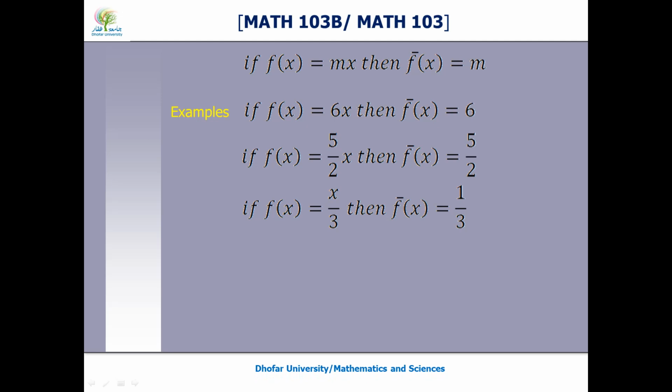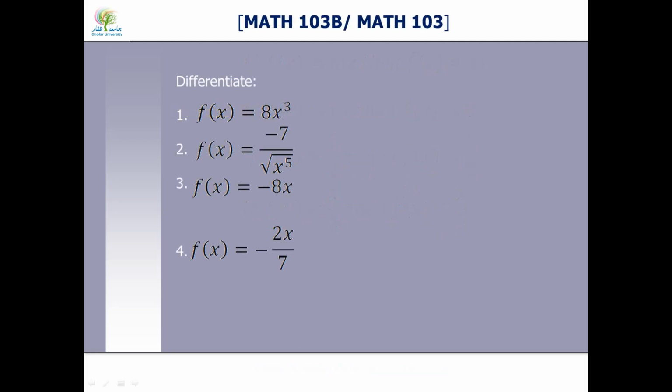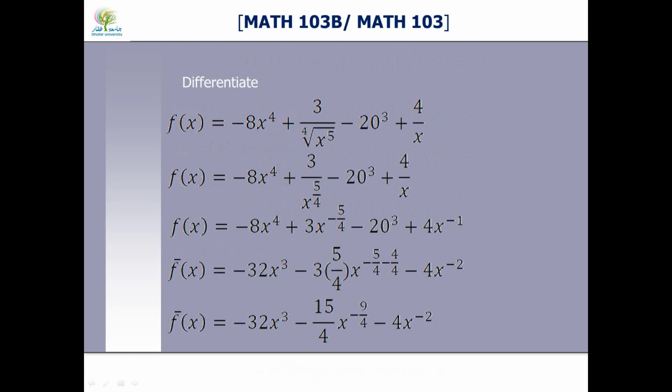Let's say we have a function like this, f of x equals m multiplied by x. M is a constant and x has a power of 1. So its derivative is m, because the derivative of x is 1. And here we have some examples, like f of x equals 6x, its derivative is 6. If f of x equals 5 by 2x, then its derivative is 5 by 2. If f of x equals x by 3, then its derivative is 1 by 3, and so on. Here we have some examples. We'll discuss these examples during the class. Also, these examples will be discussed in the class.